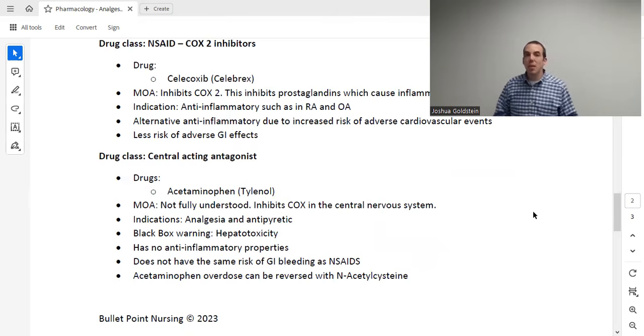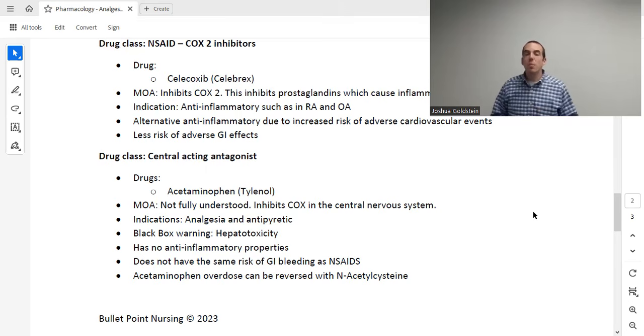It's celecoxib or Celebrex. That's the only drug in this class that's available in the United States. What is this used for? It's used for anti-inflammatory. It's not used for fever. It's definitely not used for antiplatelet. It is only used for anti-inflammatory. And it's used for inflammatory conditions such as rheumatoid arthritis. It's also used for osteoarthritis and a few other things.